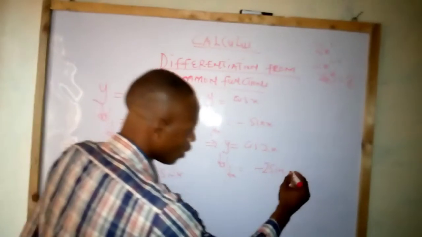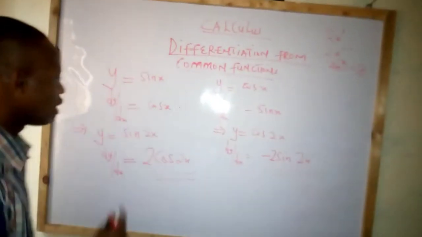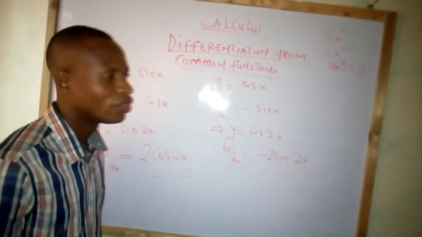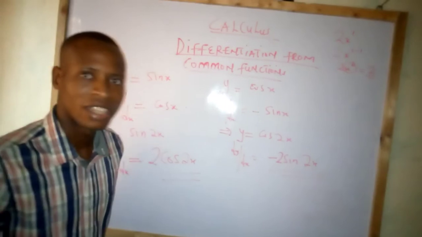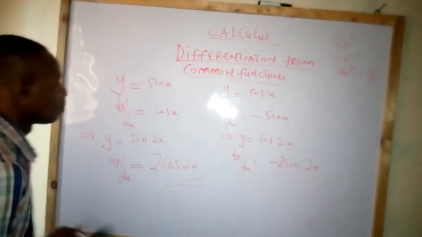Then you write the 2x here, and that is all. Okay. So these are just for sine and cosine. Now let's go to the one of when we are given exponential and natural log, which is referred to as the ln.